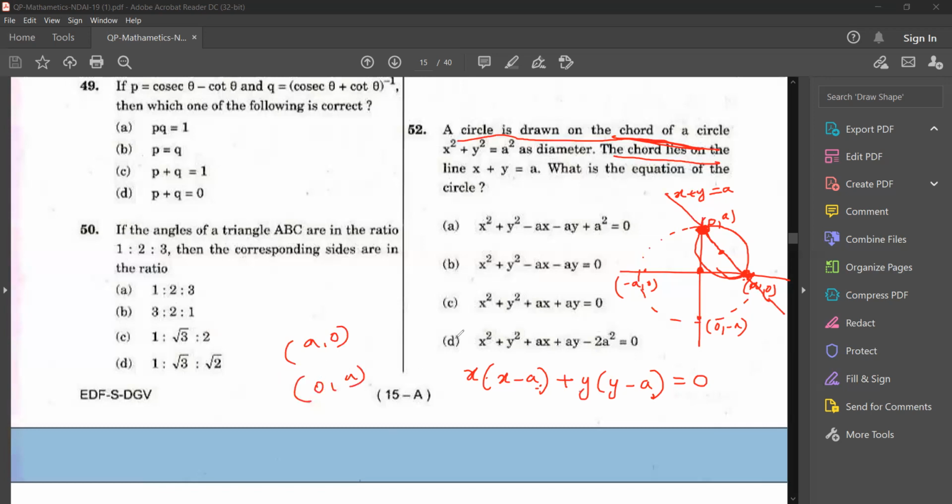Now just do this. x square minus xa plus y square minus ya equal to 0. So x square plus y square minus ax minus ay is equal to 0. So what is the correct option? Correct option is option B. Option B is the correct one.